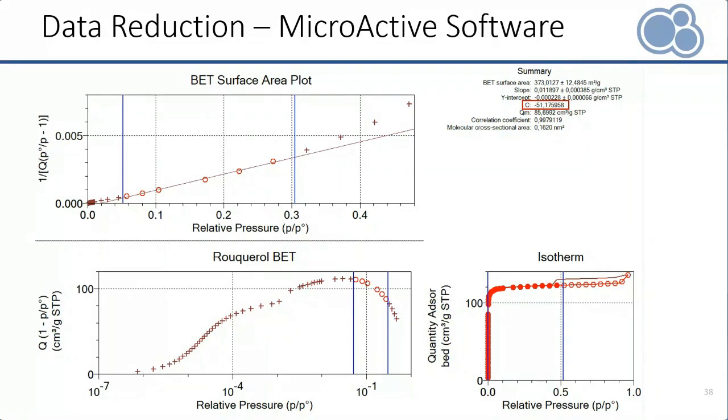For our example, we see that using the classical BET range between relative pressures of 0.05 and 0.3 will not give us continuously increasing values for the Rouquerol plot. And this shows that taking data points only in this range is not sufficient for microporous materials. What we need to do is to extend the range to lower relative pressures.